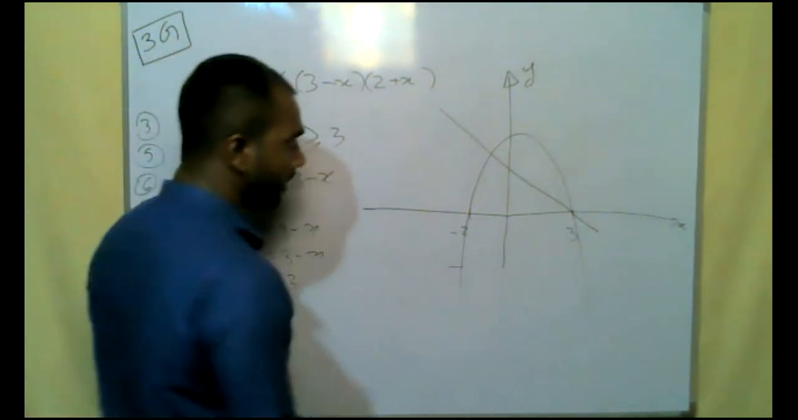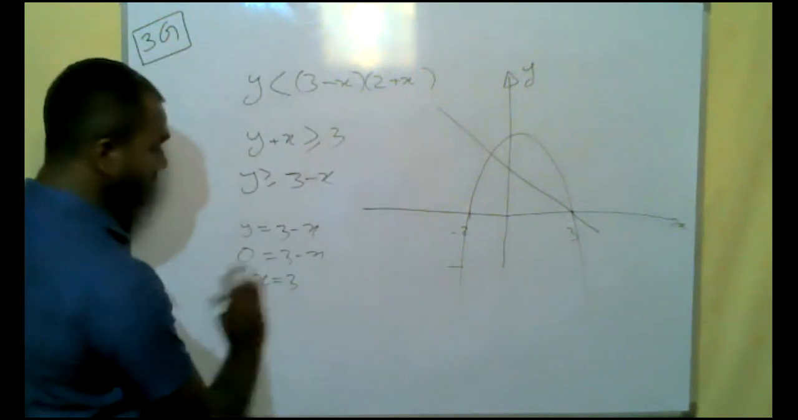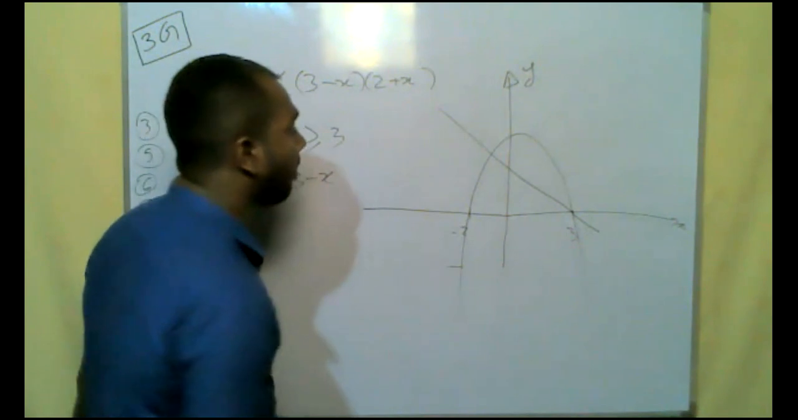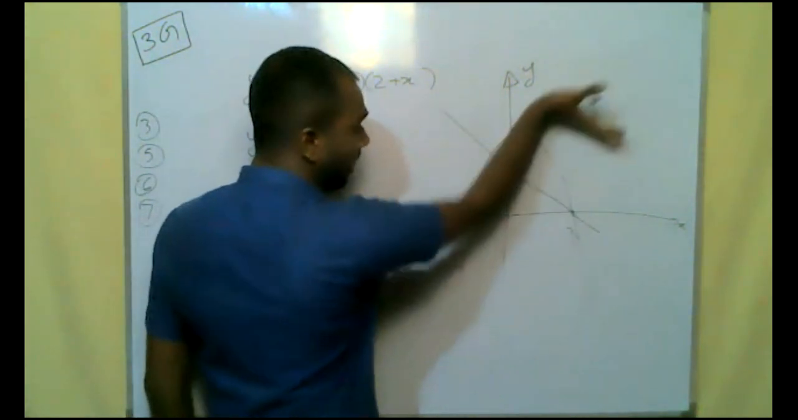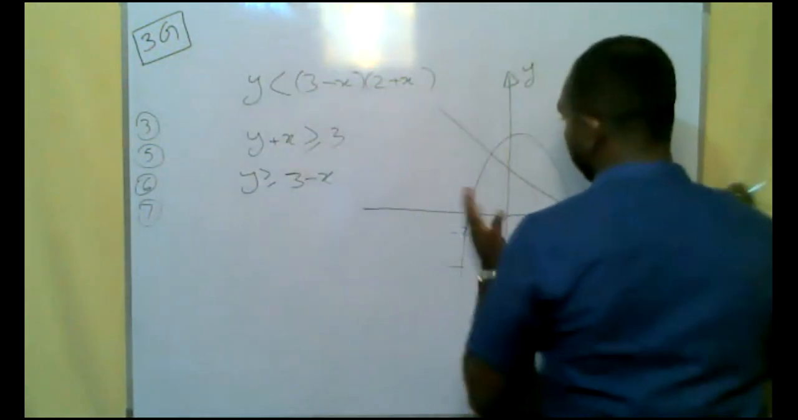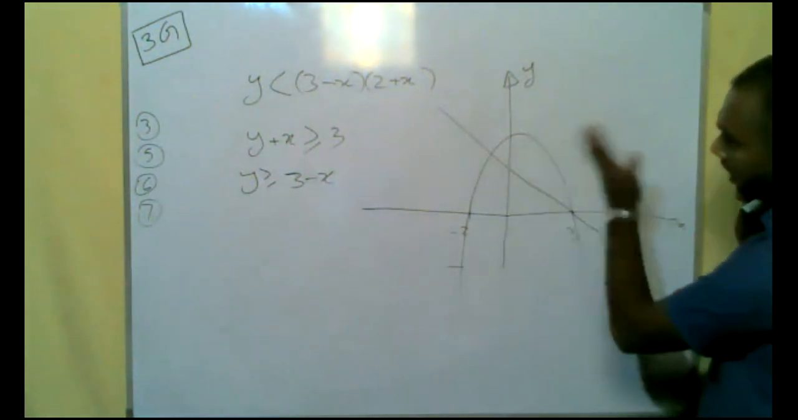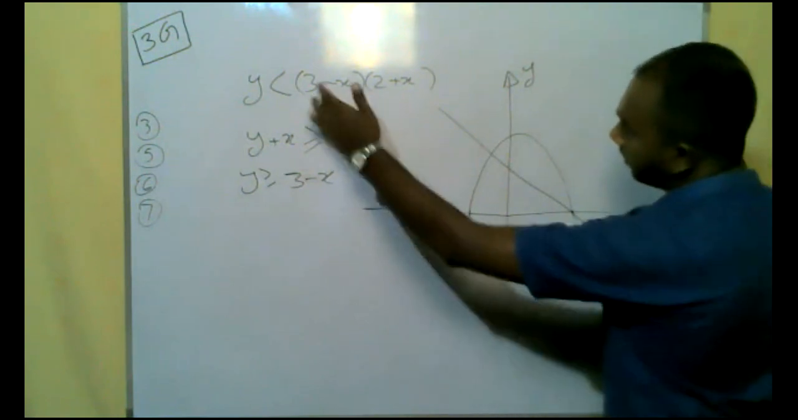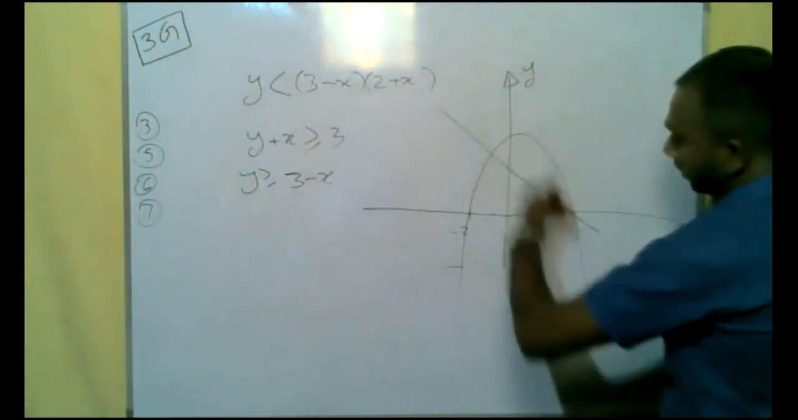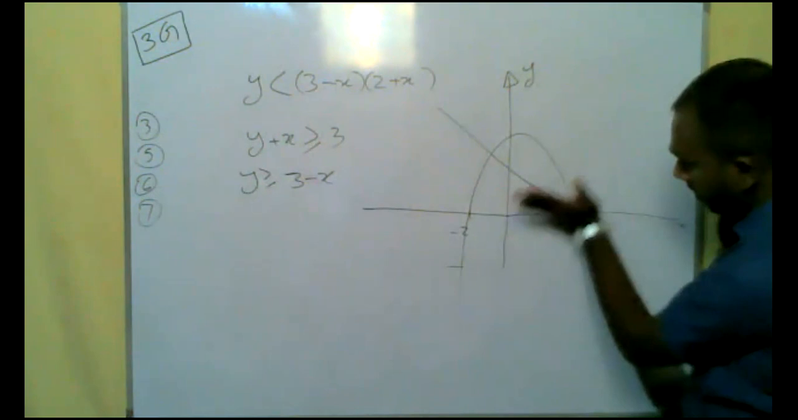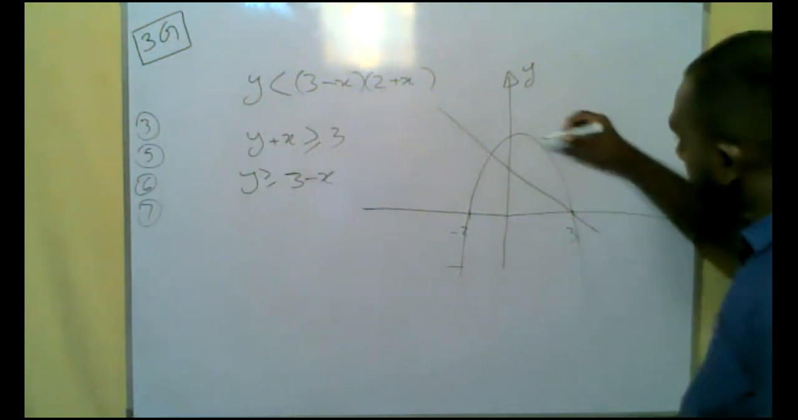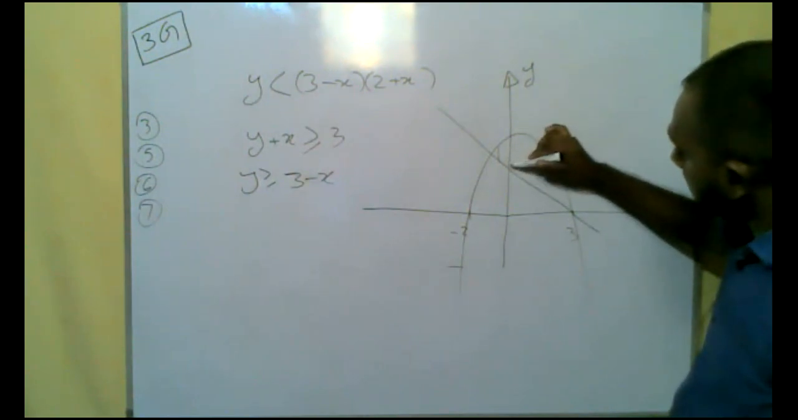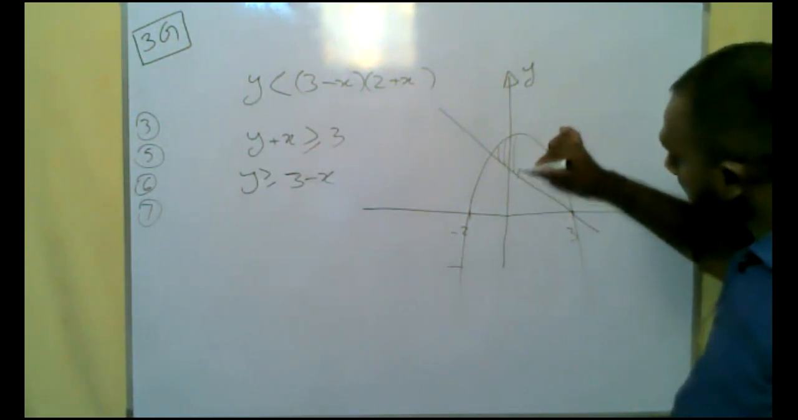So this will be our graph. And what is the region they are asking? Y should be greater than this amount, that means to this side of the graph, to this side from this straight line, and y should be less than this curve, downside of the curve. So what is the region? Yeah, this is our region.